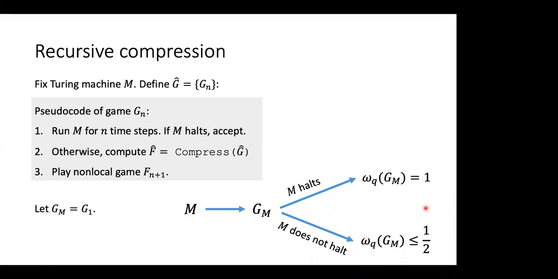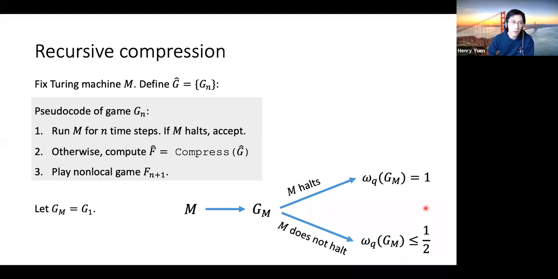So we have a question from Michael De La Salle. From the pseudocode description of G sub n, how do you obtain a game? That is, how do you obtain a question distribution and a decision predicate? Right. So I guess it depends on how, I didn't specify how exactly you encode verifiers as non-local games, as a Turing machine.